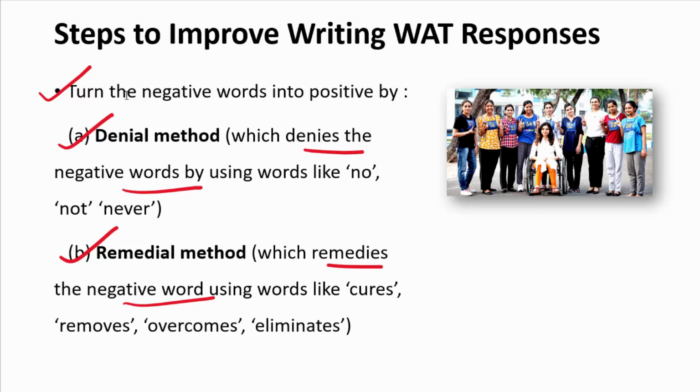In a sentence. Take for example a negative word like accident. Now, you can either write, accidents don't occur if we are careful on road, by using the denial method, or a stop in drink and drive prevents accidents, through the remedial method.